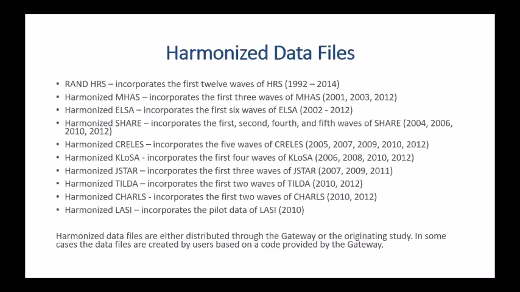So briefly, I'll just mention what are the other currently available harmonized data files. So the RAND HRS, which is developed by the RAND Corporation, of course MHAS from Mexico. In England, we have the Harmonized ELSA. SHARE is a European survey. Corellis is a Costa Rican survey. CLOSA is a Korean survey. The Harmonized JSTAR for Japan, the Harmonized TILDA for Ireland, the Harmonized CHARLES for China, and the Harmonized LASSI, which currently just includes the pilot data for LASSI. So across all of these different countries, you can find comparable survey items and variables that are created and named consistently, which kind of brings us to my example.